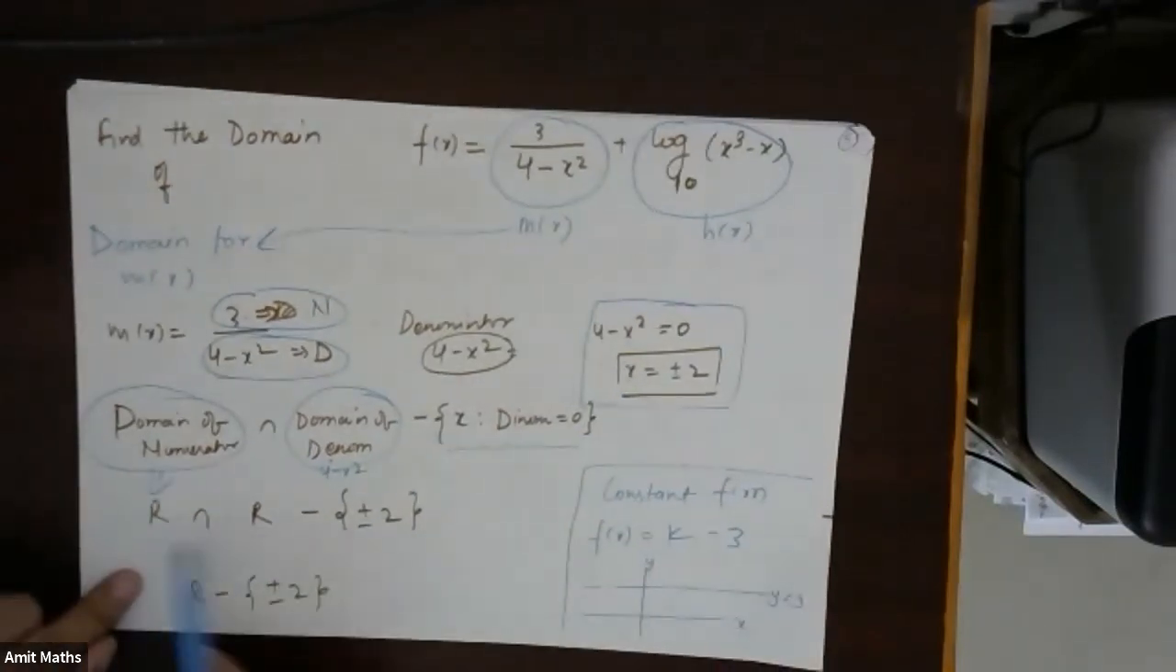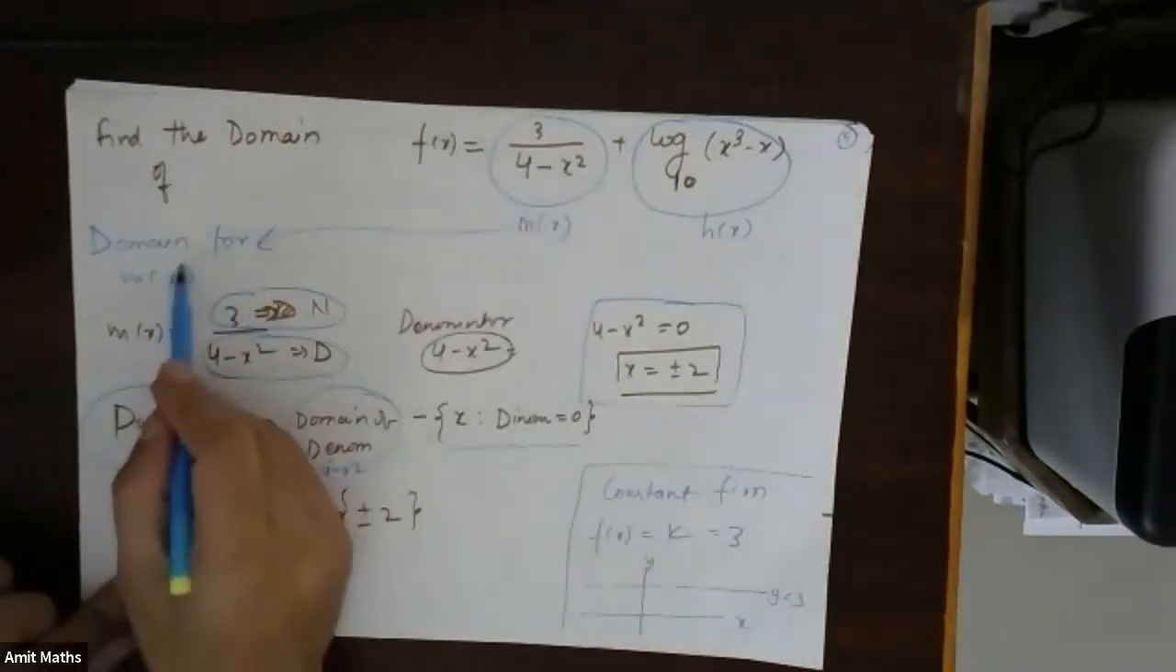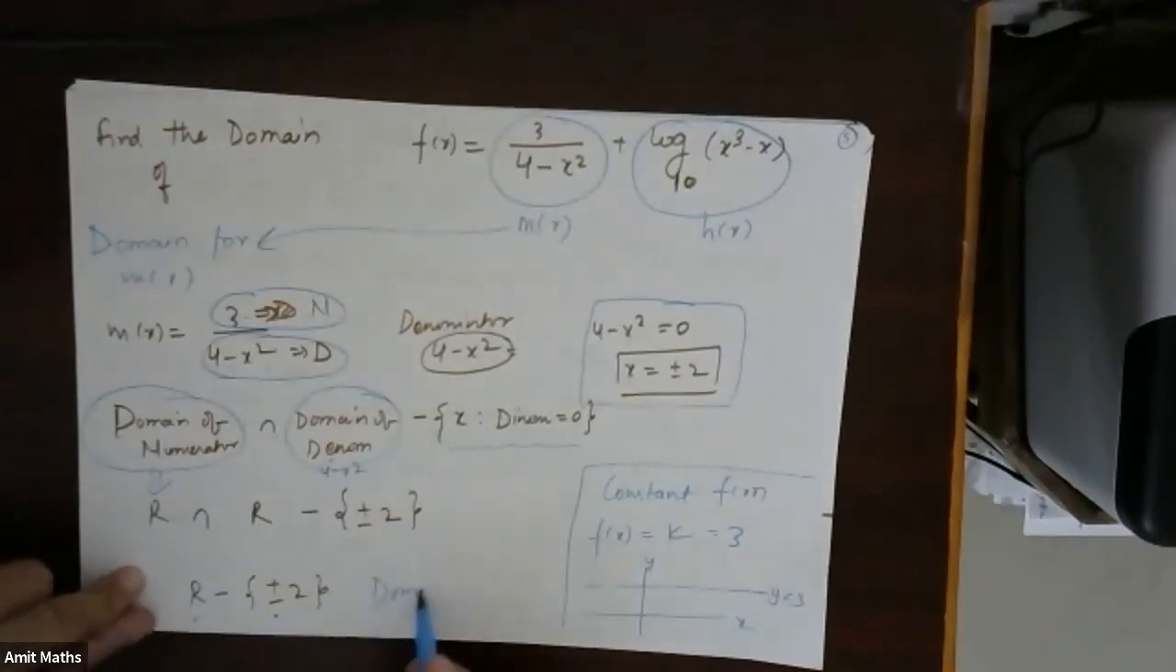So the intersection of real and real is real. Real minus plus minus 2. So this is the domain of m of x.